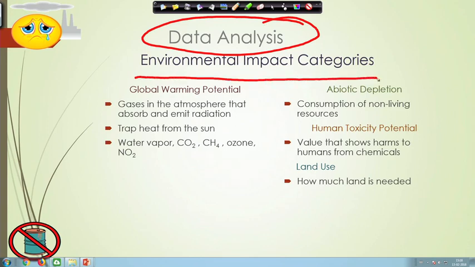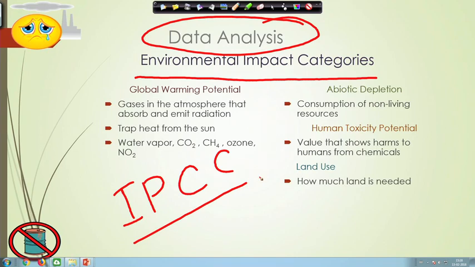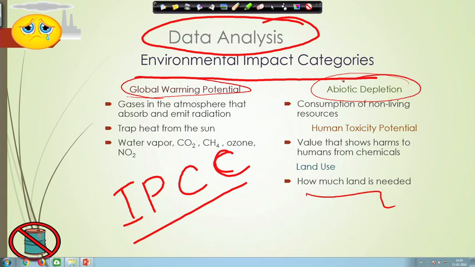When we say environmental impact categories, what do we mean? These are all done as per the IPCC document, the Intergovernmental Panel on Climate Change, if you remember that, which was done almost at the beginning of this decade. So we can do the data analysis and look at the different environmental impact categories. What are the different impact categories we look at? The global warming potential is one, then abiotic depletion. Now, what is the meaning of abiotic depletion?